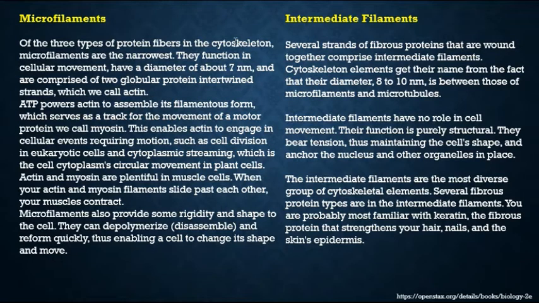Of the three types of protein fibers, microfilaments are the narrowest. They function in cellular movement and are composed of actin molecules. ATP, the energy coin, powers actin to assemble into its filamentous form, which serves as a track for the movement of the motor protein called myosin. This enables actin to engage in cellular events requiring motion, such as cell division and cytoplasmic streaming. Actin and myosin are plentiful in muscle cells. When your actin and myosin slide past each other, only then do your muscles contract. They also provide some rigidity and shape to the cell.